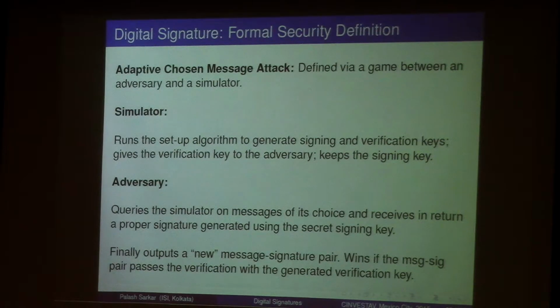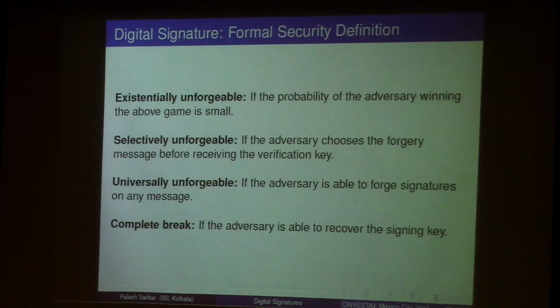And at the end, after this interaction with the simulator, it has to output a new message signature pair, and wins if the message signature pair passes the verification with the generated verification key. So this is the forgery. I mean, the adversary is trying to forge a signature. It's trying to come up with a message signature pair which it has not seen earlier. And to aid in that, the adversary is allowed to query the simulator adaptively on messages of its own choice. Now, what could be the type of message on which the adversary can forge?